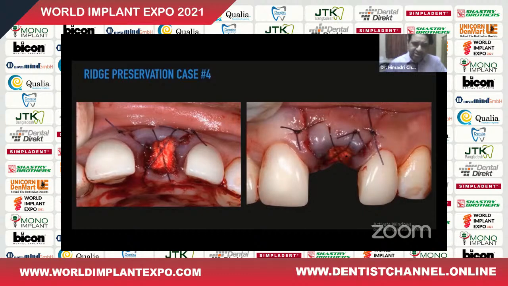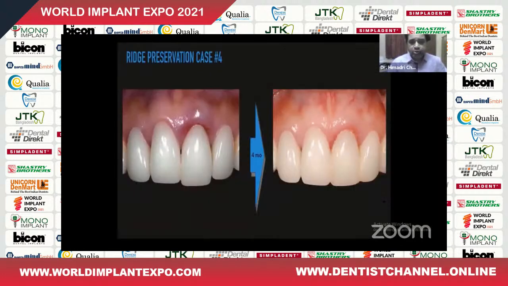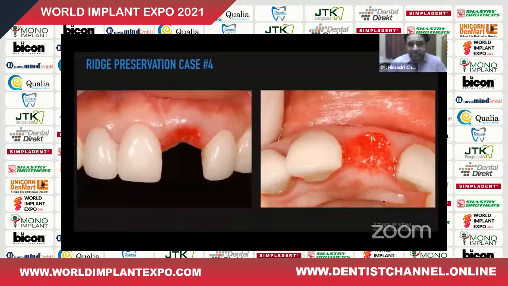So this is on day one, and you can see that after 4 months, you still have volume. But the only problem is we don't know whether this volume is only with bone or soft tissue because it's an anterior zone. So this is after 4 months. After 4 months, we're still having this amount of tissue.